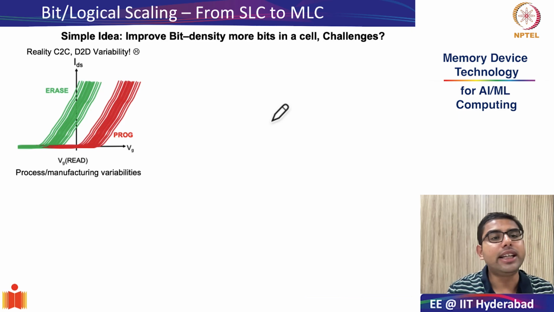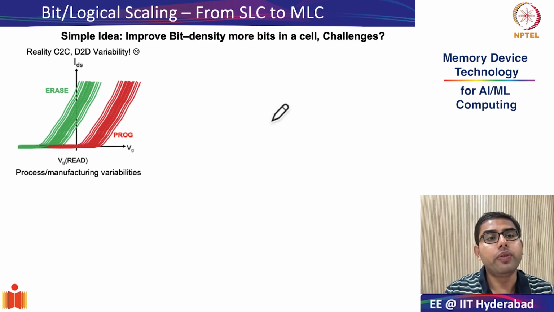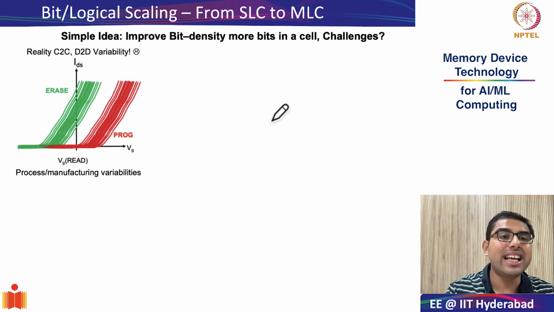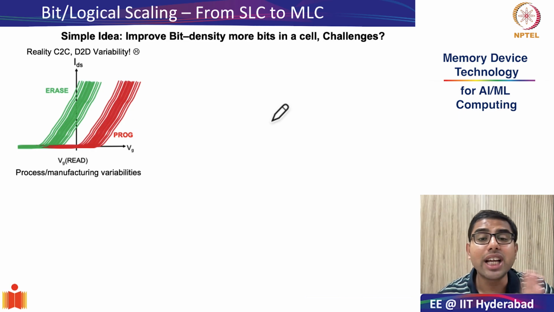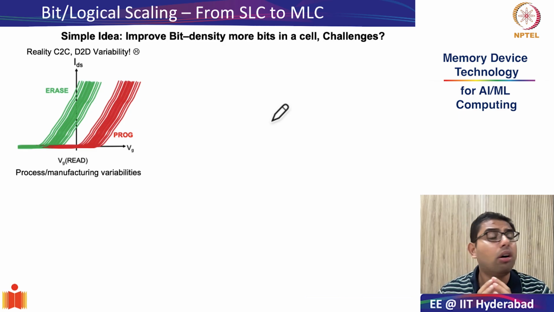What is the meaning of C2C and D2D variability, which we will keep using multiple times? C2C means cycle to cycle variability. Here, the variability that you see when you keep programming and erasing the device again and again is called the C2C variability. D2D variability is device to device variability, where you see variations in the transfer characteristics of the device or any performance metric of the device from one device to the other in the same array.